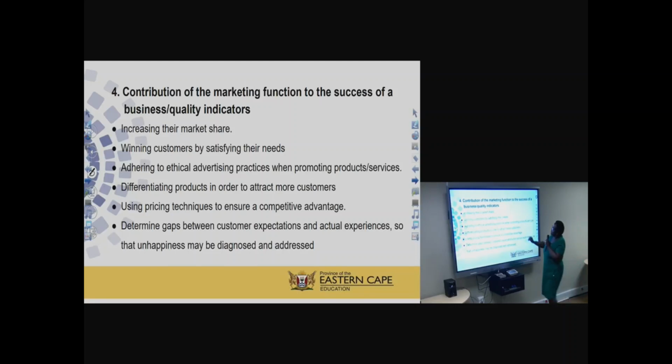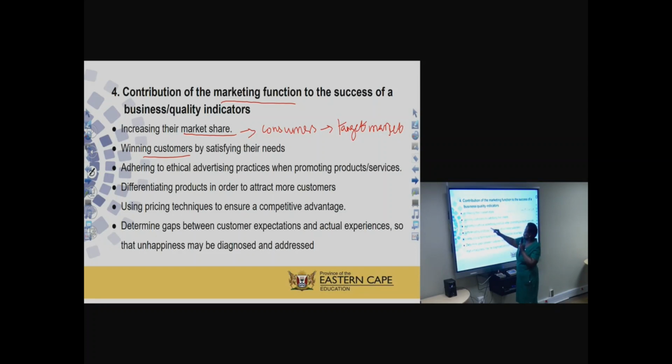Then the other one is the marketing function. You all know that marketing concentrates on the consumers outside there. When you are doing the right thing as a marketing department, you will increase your market share. In market share, those are your consumers. Or you may say, this is your target market. Target market, those are the people who will be buying your product. When you have more customers coming in, it means you will be winning your customers because you are satisfying their needs.